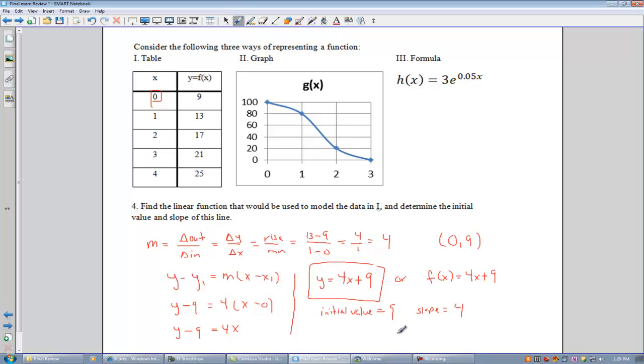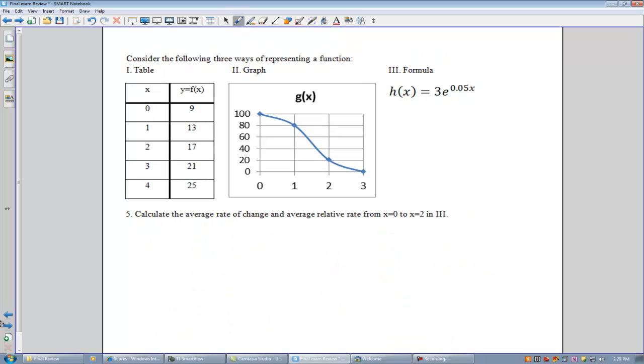One way I remember this is I have another form instead of slope point form. I have slope intercept form, which is y equals mx plus b. And so this is sort of in the back of my mind. m is the slope, and b is my initial value. All right, let's look at number 5 now. Number 5 says calculate the average rate of change and average relative rate from 0 to 2 in number 3. All right, so let's start with the average rate of change first.